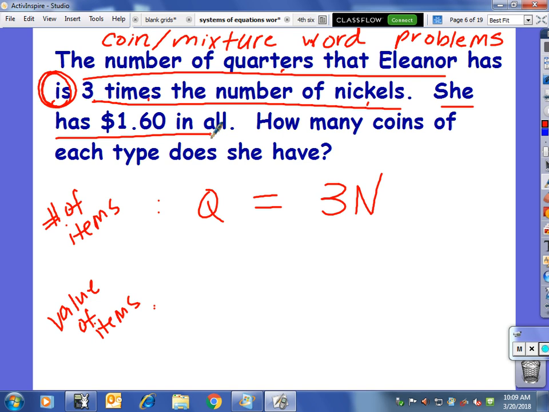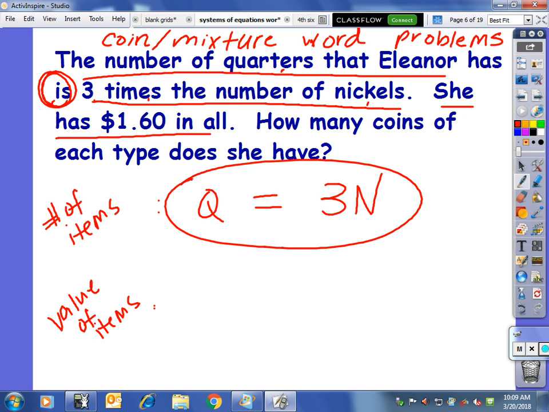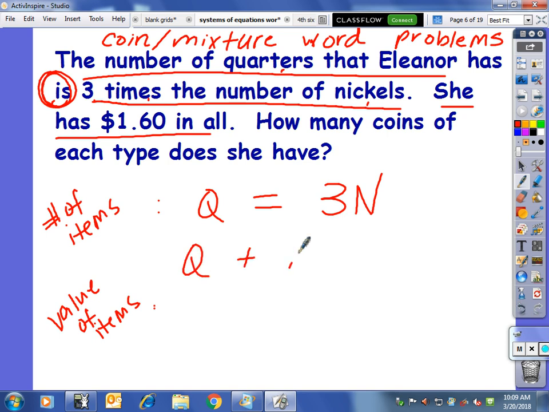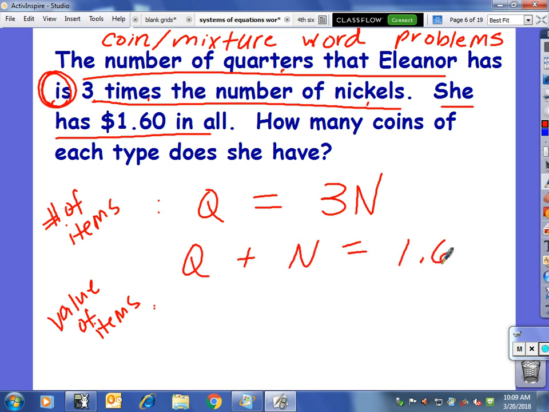Okay, pretend like you don't even know about this. Y'all are trying to do too much at once. Pretend like you don't even know anything. I'm just telling you a fact. She's got $1.60 made up of quarters and nickels. Yeah, this is what a lot of kids do. Q plus N equals 160. But that is not correct.